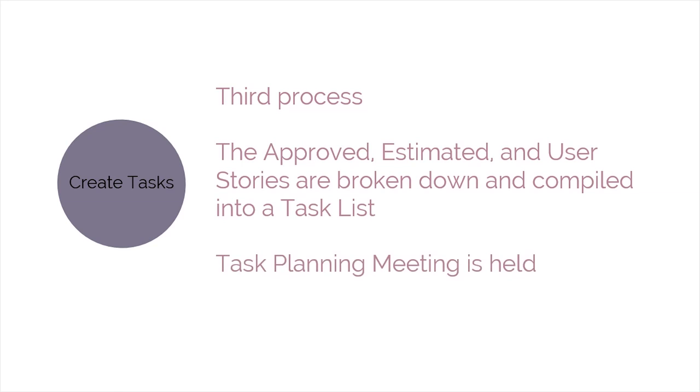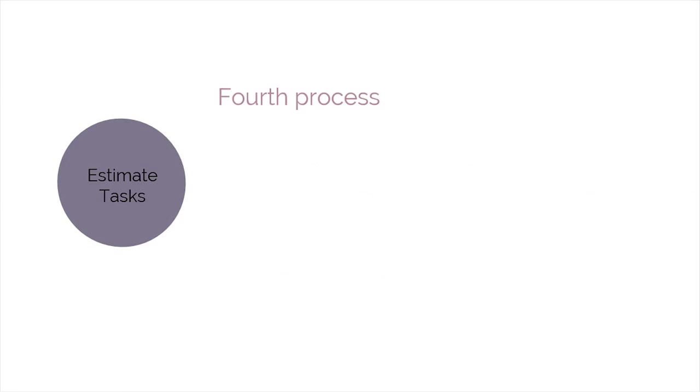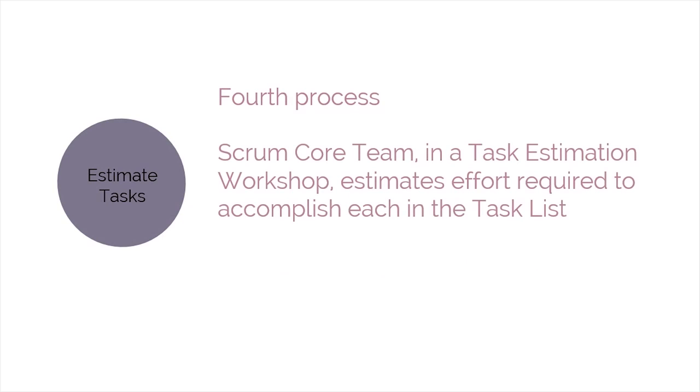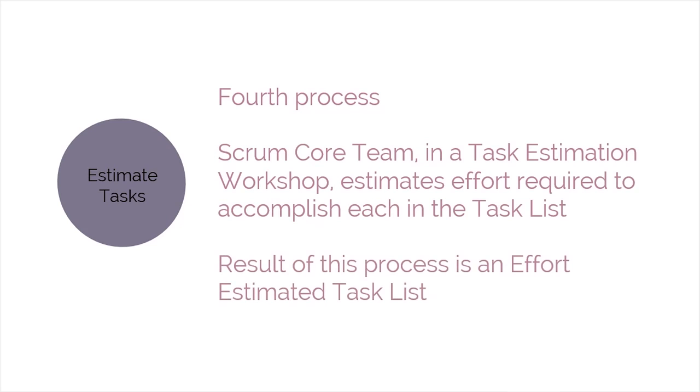Often, a task planning meeting is held for this purpose. Estimate tasks is the fourth process. During this process, the Scrum core team, in a task estimation workshop, estimates the effort required to accomplish each item in the task list. The result of this process is an effort estimated task list.